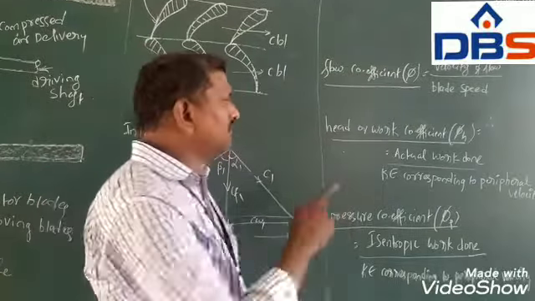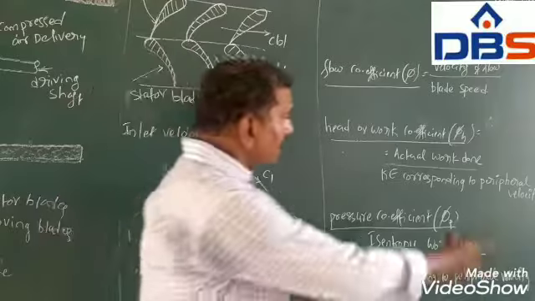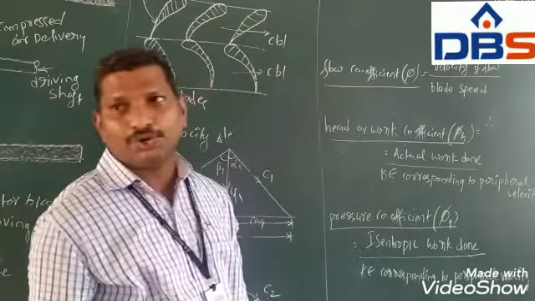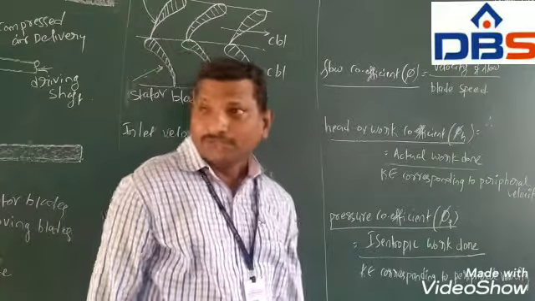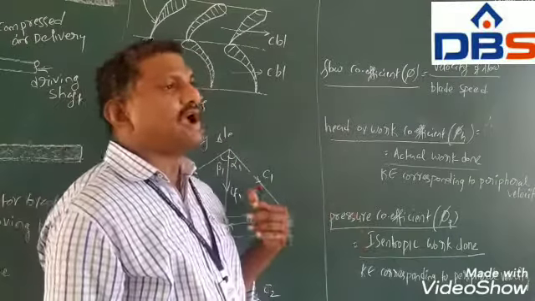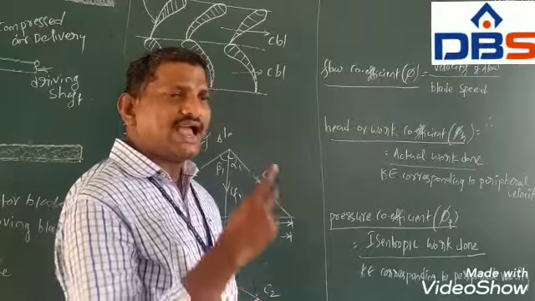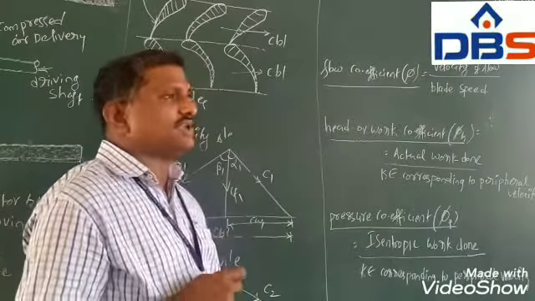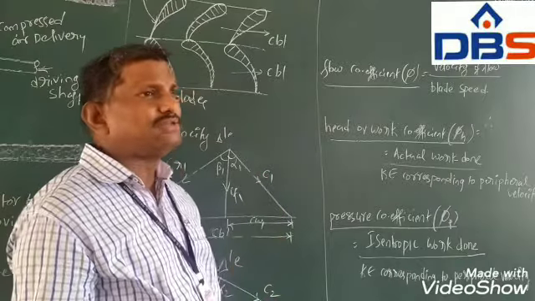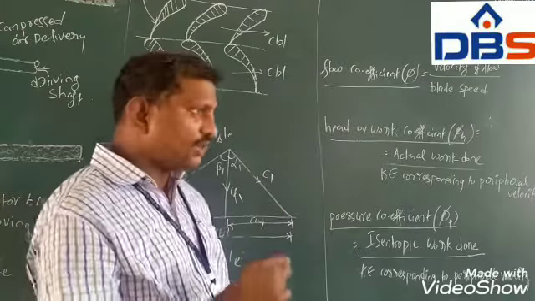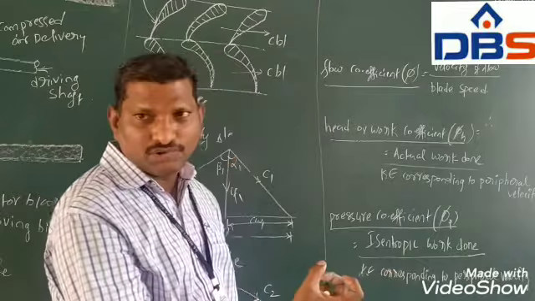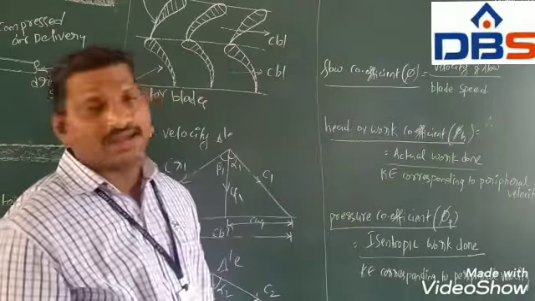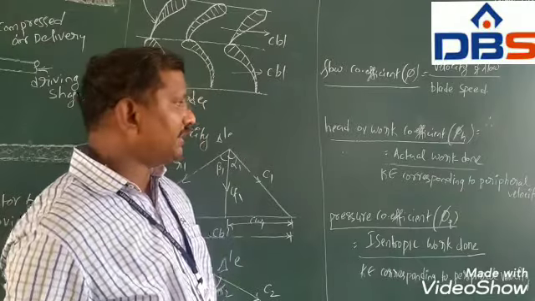So by seeing these two terms, you may get one doubt. Here we are talking about actual work done, and here we are talking about isentropic work done. Always we have to consider actual conditions as well as ideal conditions. Ideal conditions means frictionless. So if there is no friction, entropy will be constant. So in that process, what is the actual work input required? That work is called the isentropic work done by the blades on the air.